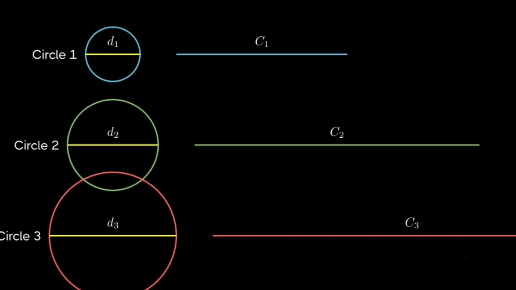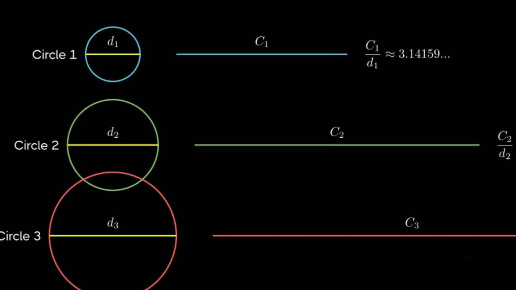Now let's calculate the ratio of each circle's circumference to its diameter. This ratio tells us how many times longer the circumference is compared to the diameter. For our small circle, if we divide the circumference C sub 1 by diameter D sub 1, we get approximately 3.14159. For our medium circle, the ratio of C sub 2 to D sub 2 also gives us approximately 3.14159.